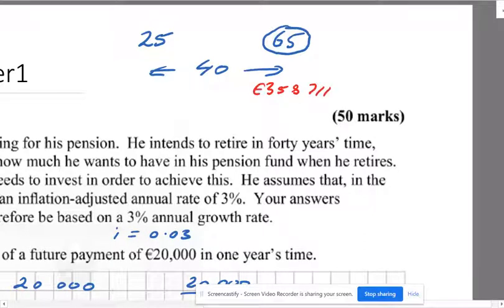So let's see the big picture here. That represents Padraig's pension fund on the day he retires. It's worth 358,711. Now, from that pension fund, he draws money out for the next 25 years, up to when he's 90 or so. He draws out 25 payments of 20,000. So let's work that out. 20,000 multiplied by 25, you get 500,000.